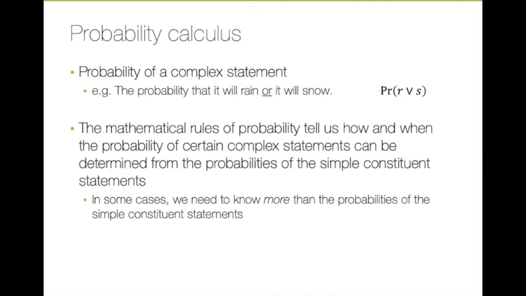In some cases, we need to know more than the probabilities of the simple constituent statements, like R and S, to get the probability of the whole complex statement, and we'll see that in upcoming lessons. But for now, we're going to look at 3 rules that govern the probabilities of complex sentences. One for tautologies, one for contradictions, and one for equivalent sentences.